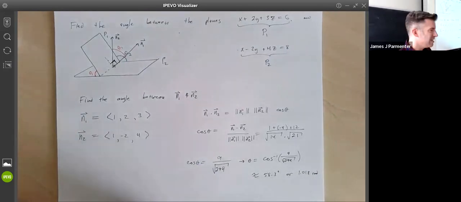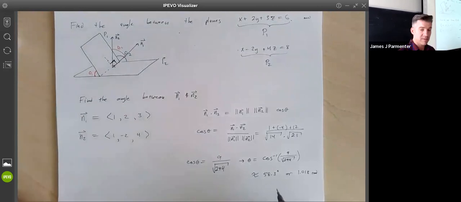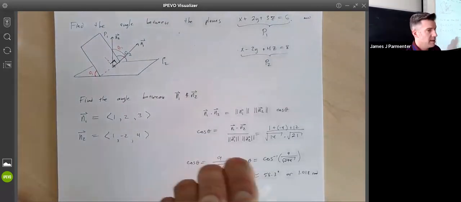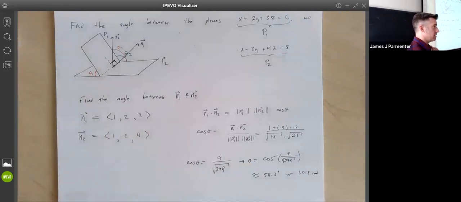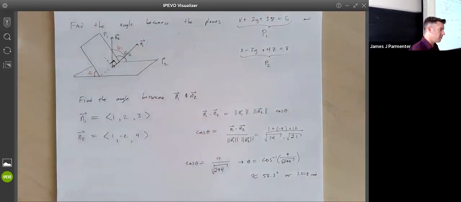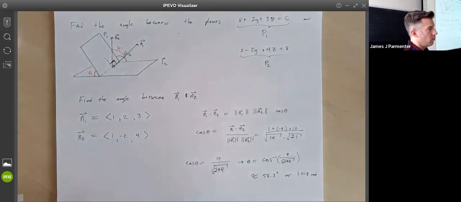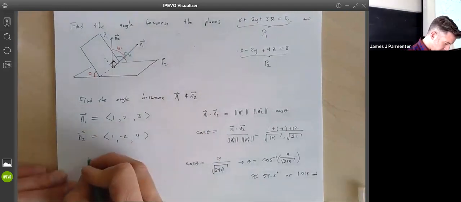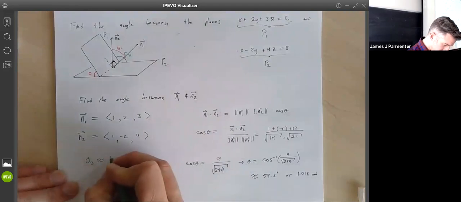Okay, neat. So the angle between those two vectors is about 58 degrees, which means the acute angle between those two planes is about 58 degrees. And then the obtuse angle between those two planes would be about 180 minus 58.3, which is 121.7 degrees. So just said, theta 2 is approximately.